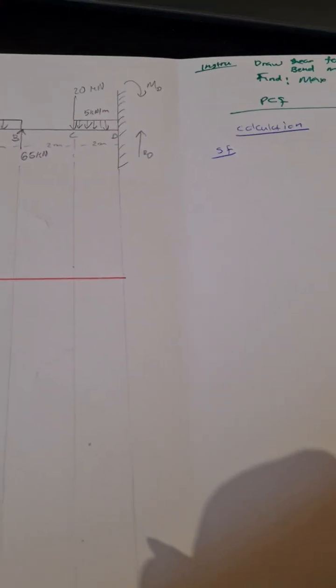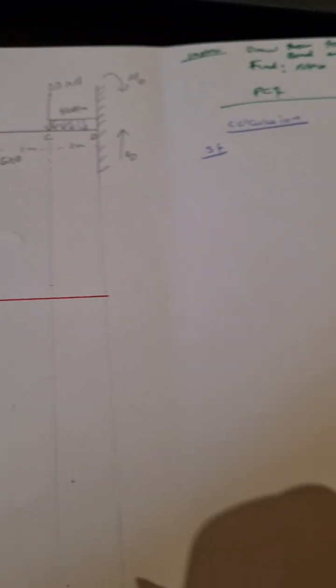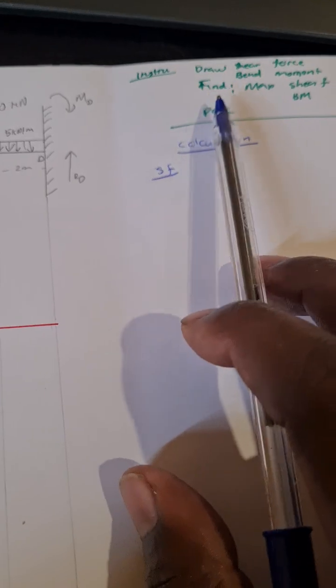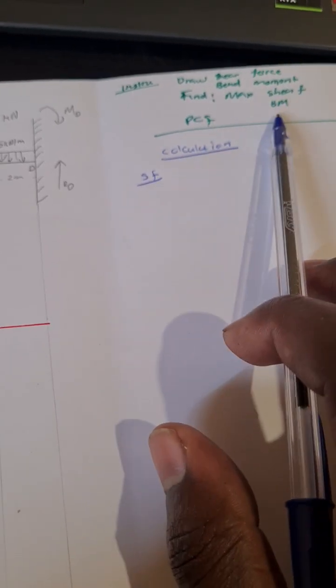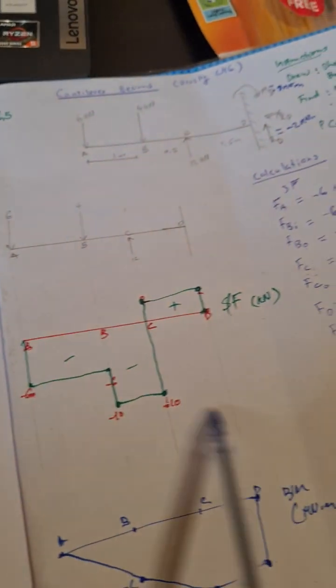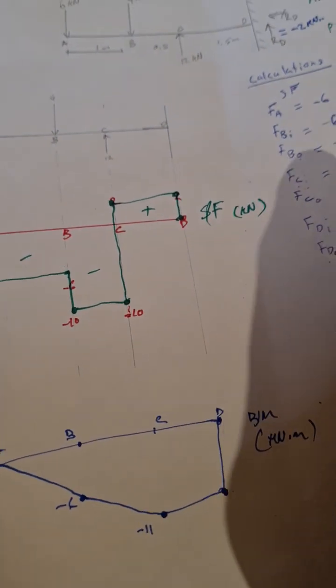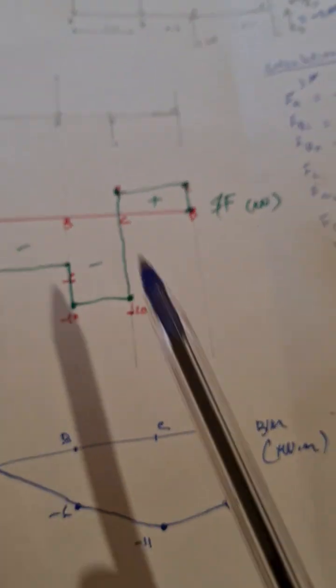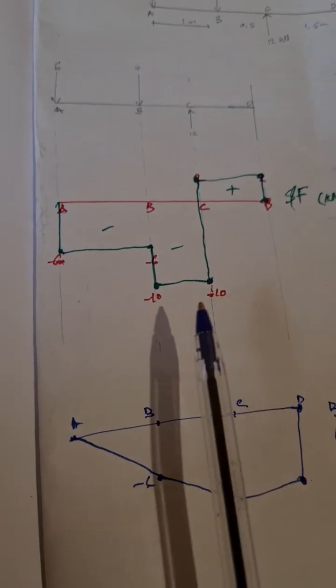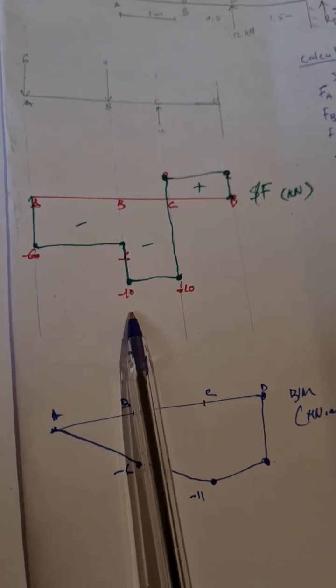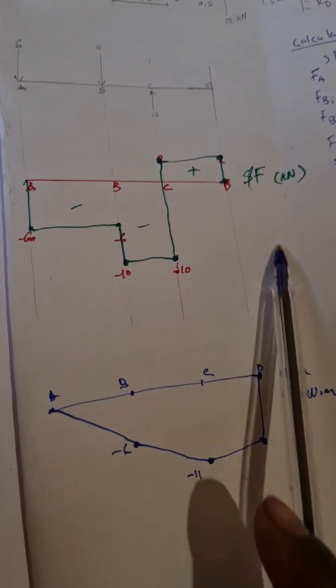Okay guys, let's continue. Now we're doing 6.8. Same instructions. Draw a shear force diagram, bending moment, find maximum shear force. Last time on the last video we didn't find maximum shear. The maximum is just simple. The maximum shear force for this one is minus 10 kilonewton. Why? Because this is the largest force here.